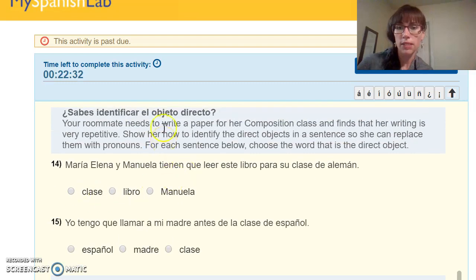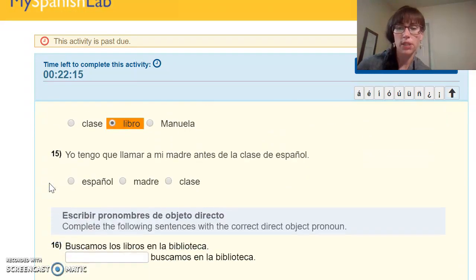Okay, so here, identifying the direct object. María Elena y Manuela tienen que leer este libro para su clase de alemán. So we find the verb leer. Who or what is being read? In this case, it's a what, it's libro. So libro is the direct object.